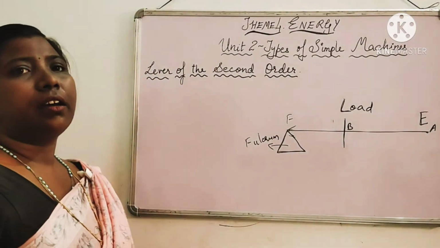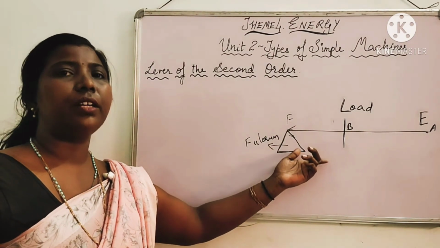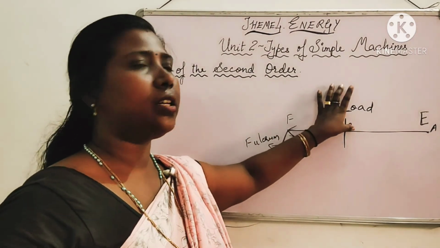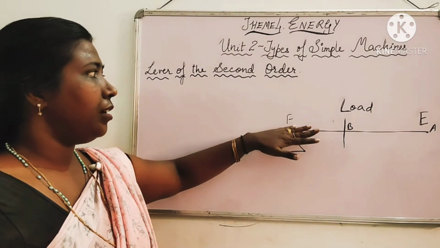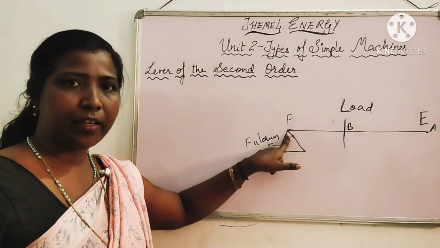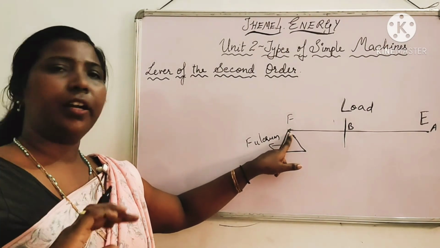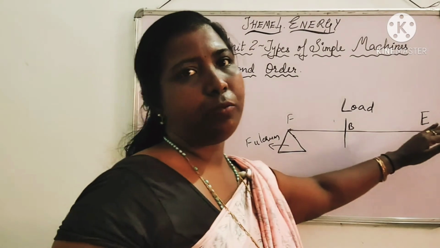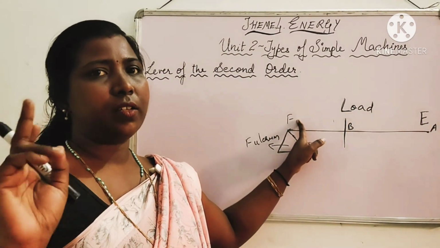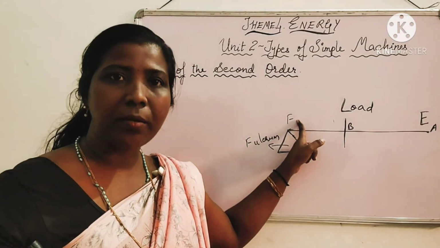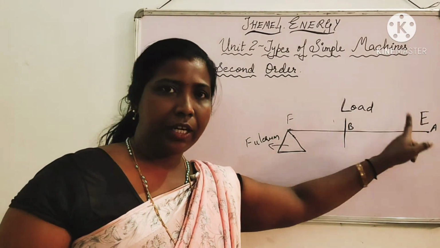Okay, now if we talk about the second order, the load is situated in between the fulcrum and the effort. Is that clear? So this is fixed at a point, that is this point, the fulcrum. It is fixed. It is not moving, but this rigid bar can move, and the load is in between here. Load is between in the second order. In the first order the fulcrum was in the middle, but in this the load is in the middle of the fulcrum and the effort. Is that clear?